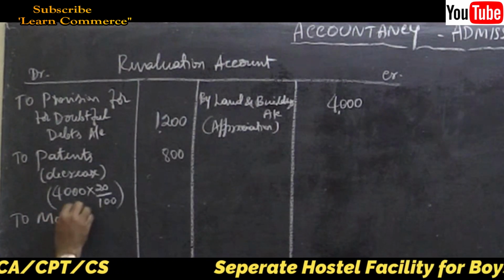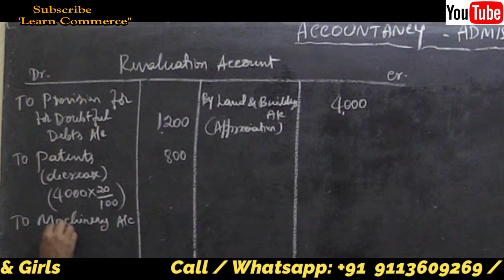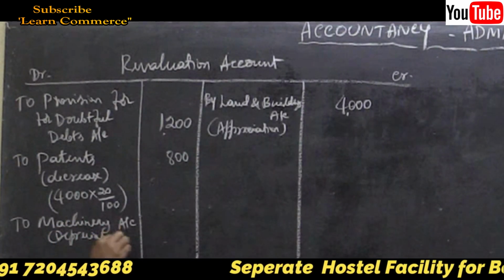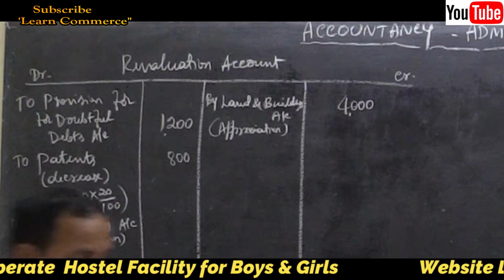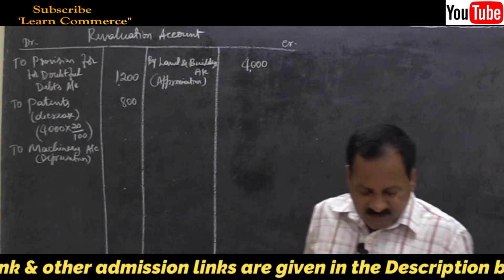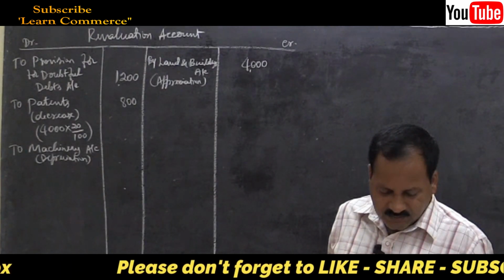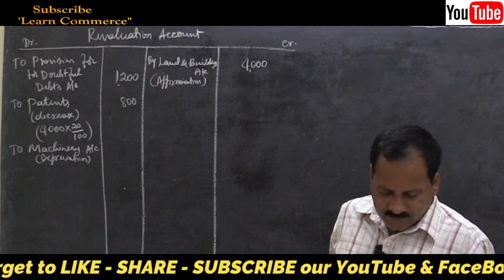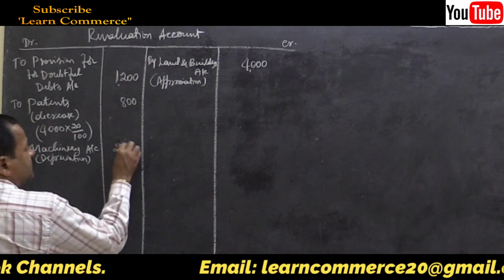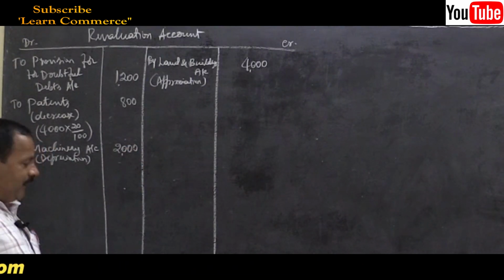To machinery account, depreciation. What is the percentage of depreciation on machinery? It is given as 2,000. There is no percentage. Straight away 2,000 rupees amount is given. That's all. No other entries.